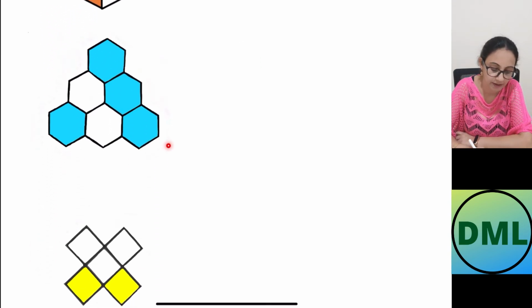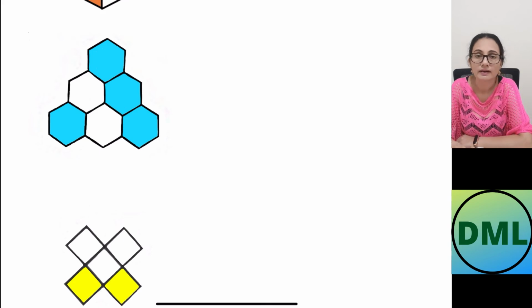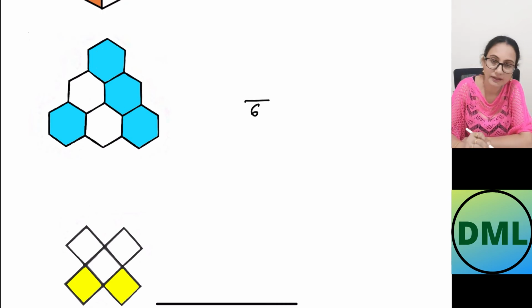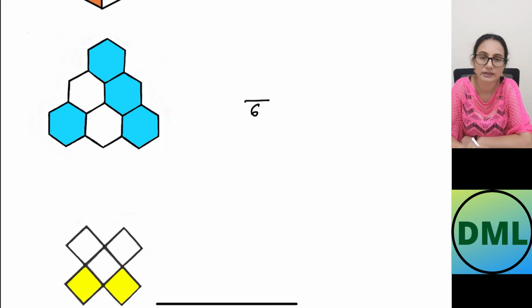So this is the diagram you have. Let's see how many figures I have. I have 1, 2, 3, 4, 5, 6 figures. So let's write down 6 in the denominator. Now I will look for the colored parts.